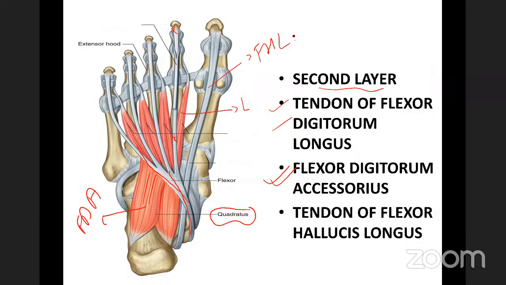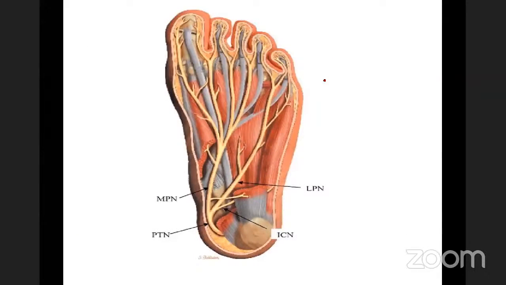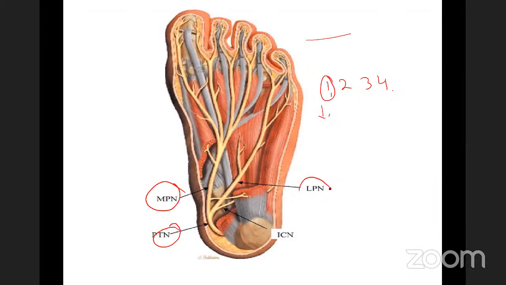Now, an MCQ question is asked. You have 4 lumbricals which arise from flexor digitorum longus. They are numbered from medial to lateral: first, second, third, and fourth. Now, the first lumbrical is supplied by the medial plantar nerve, which is from the tibial nerve. The lateral plantar nerve, via the deep branch, will supply the second, third, and fourth lumbricals.